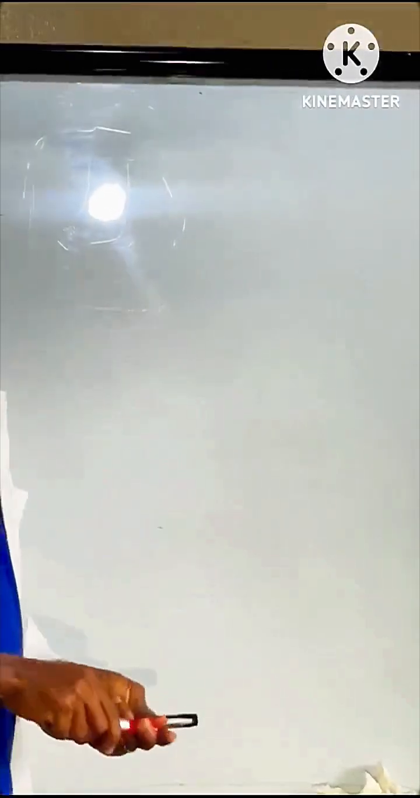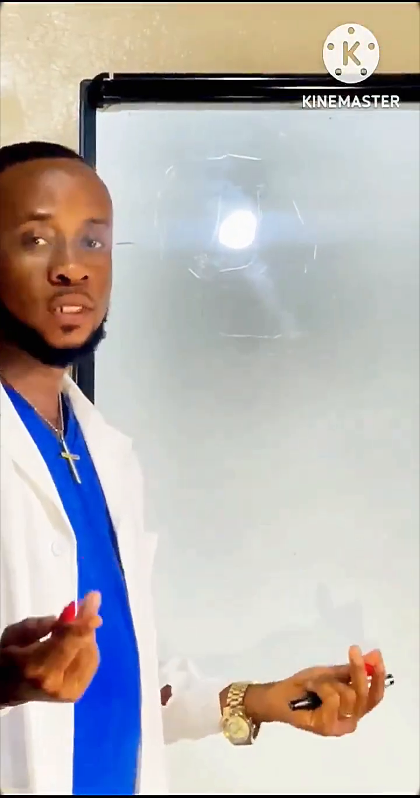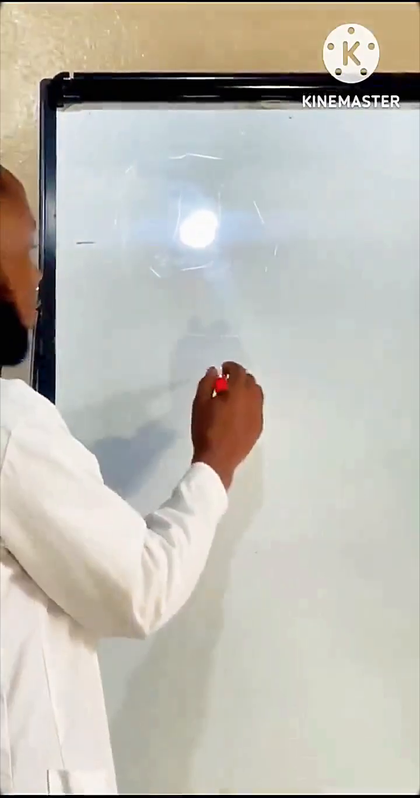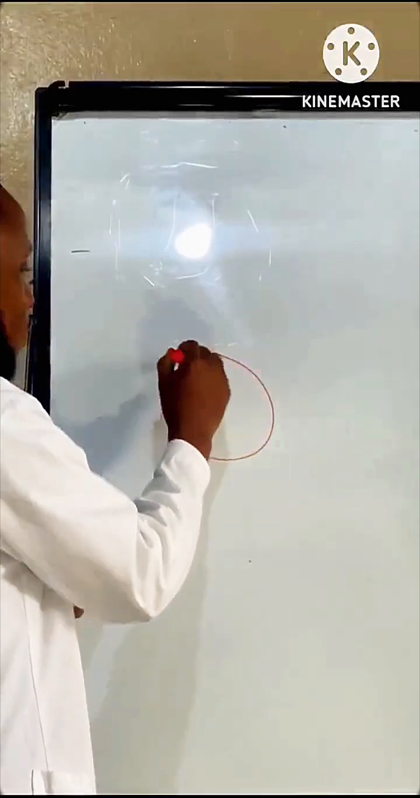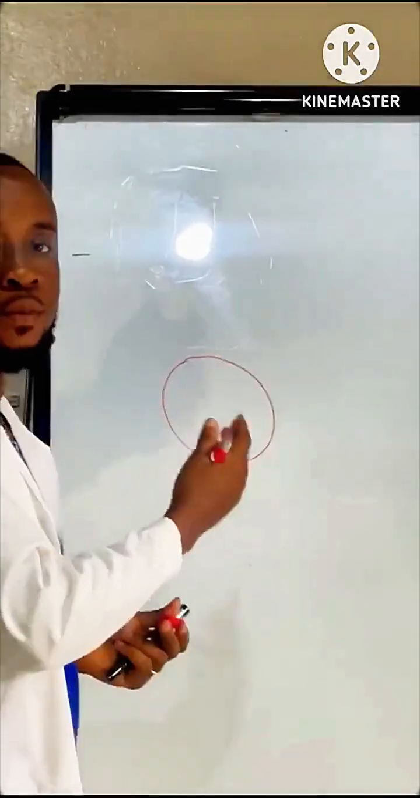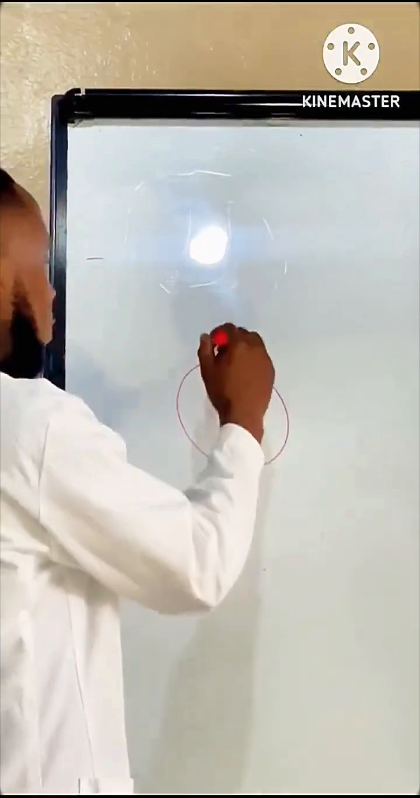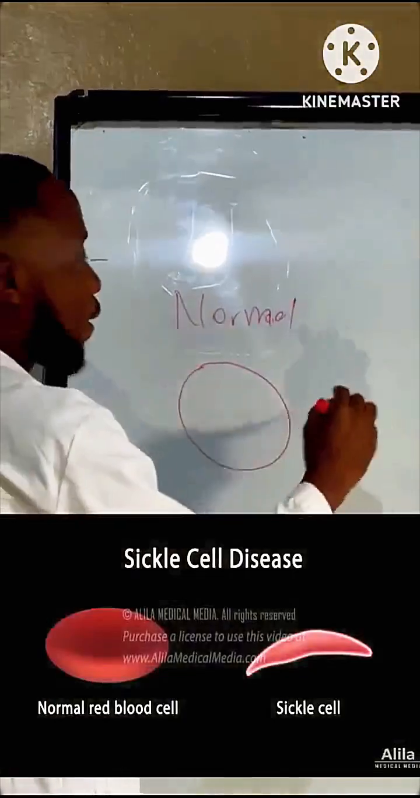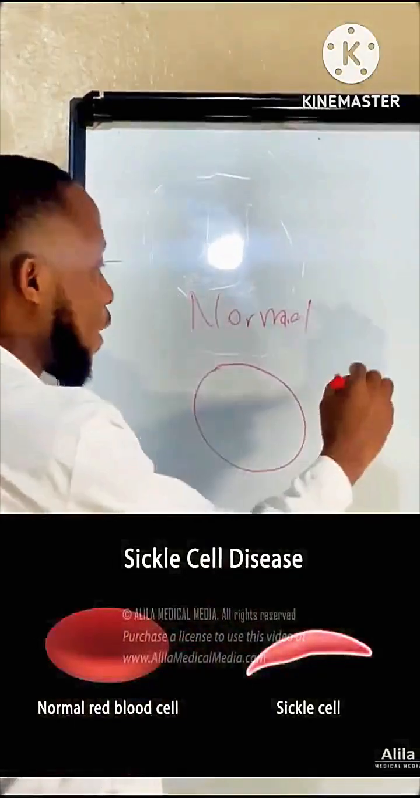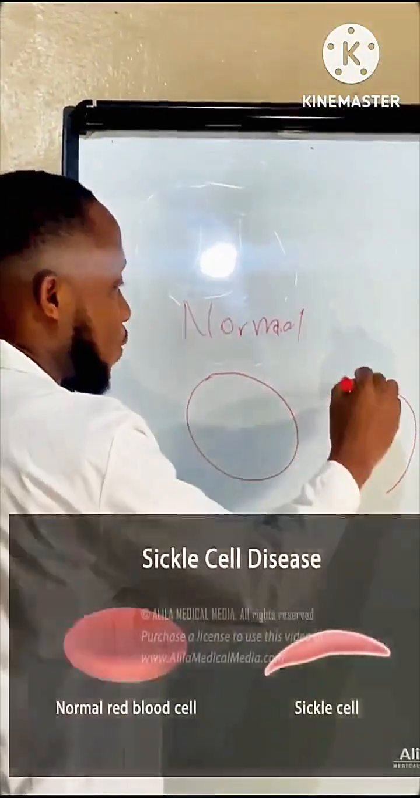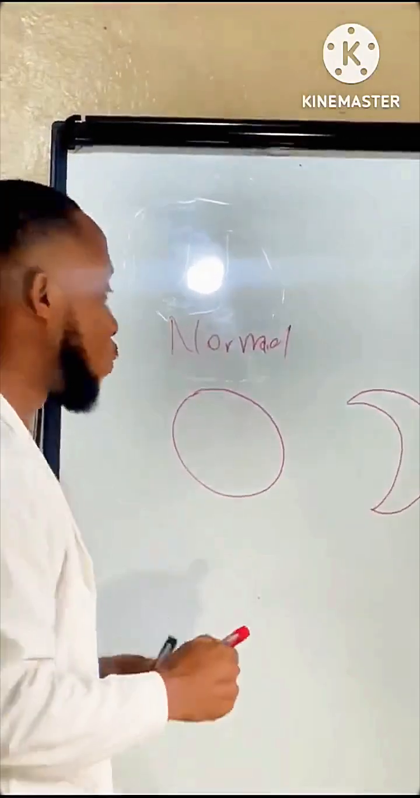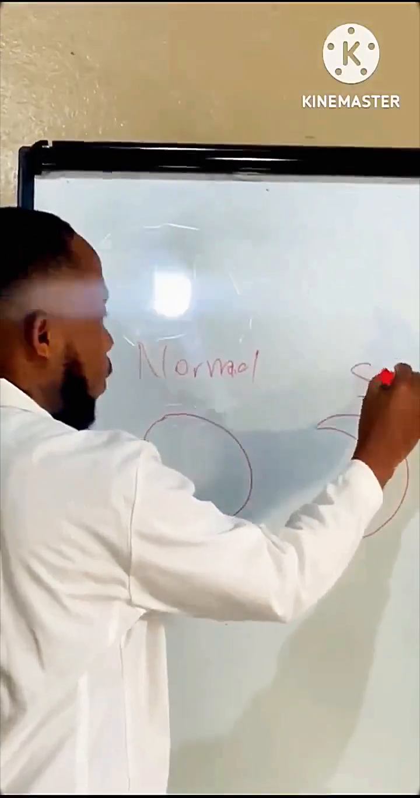We're first going to discuss the red blood cells, because it's the red blood cells that are involved in this process. A normal red blood cell is shaped like this, round, like a disc. So this is a normal red blood cell shape. And a sickle cell shape is like a sickle. That's what I call a sickle cell. So this shape is sickle.